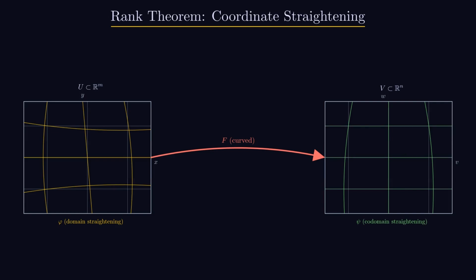The second coordinate change psi acts on the codomain. It is defined by psi of (v, w) equals (v, w minus s of v), where s of x equals r tilde of (x, 0). This subtracts the s contribution from the last n minus r components, eliminating the dependence on x in the lower block. After post-composing with psi, the composite map psi composed with F composed with phi inverse sends (x, y) to (x, 0).